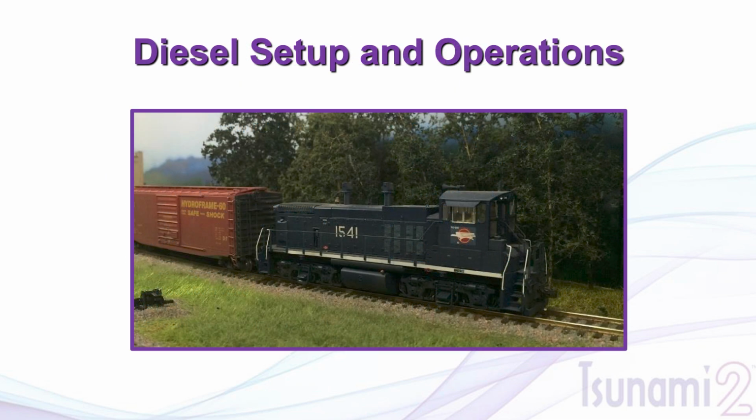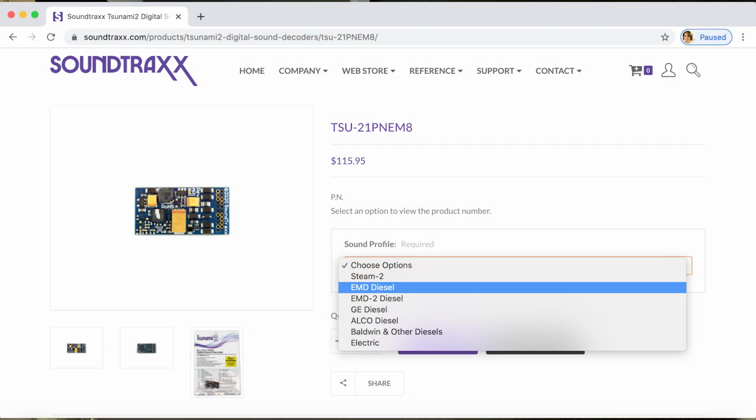Okay, so now we're going to talk a little bit about the diesels. Now, when it comes to selecting a diesel decoder, there are a few different things to keep in mind. Where steam was a little different, where we had all the sounds loaded into one, our diesel decoders are loaded into 5 different flavors, if you will: EMD, EMD Part 2, GE, Alco, and then the Land of Misfit Toys known as the Baldwin and others. And this is where you're going to find out which model you're looking to install.